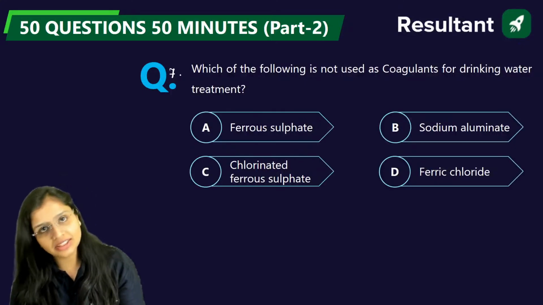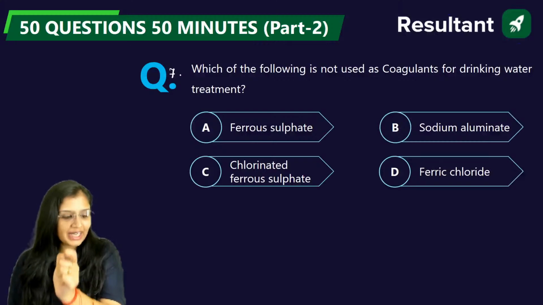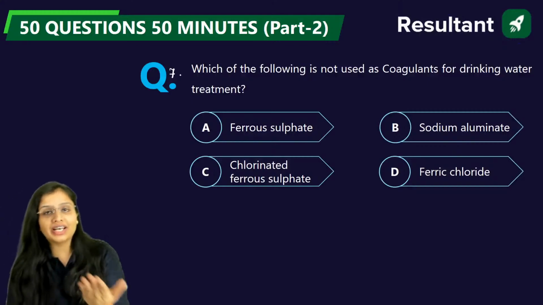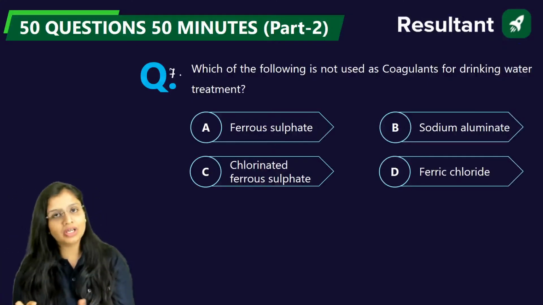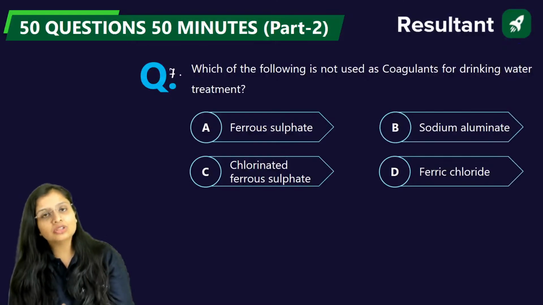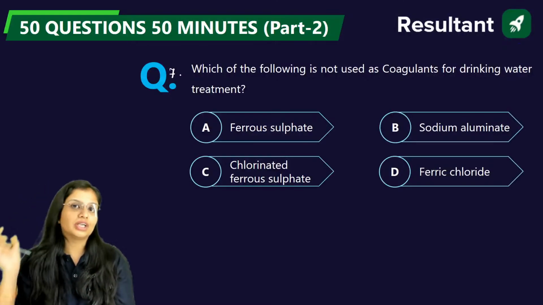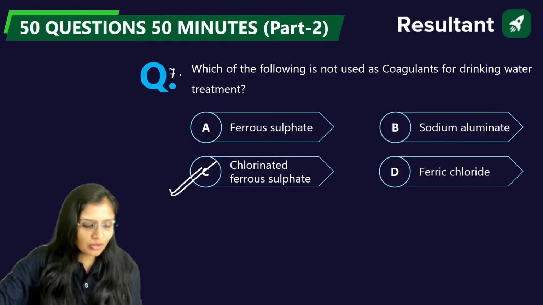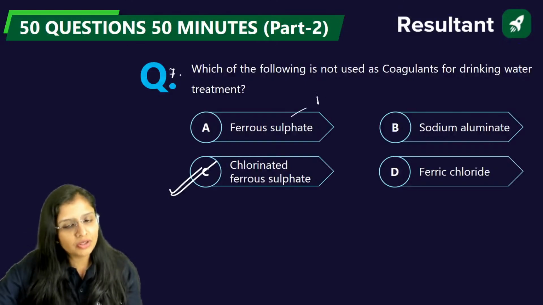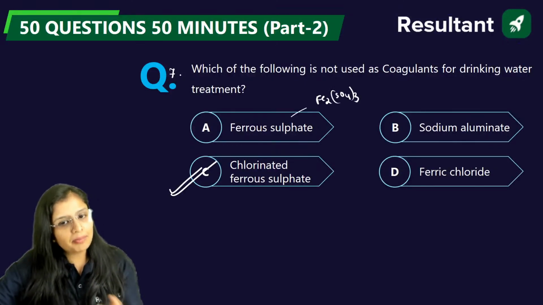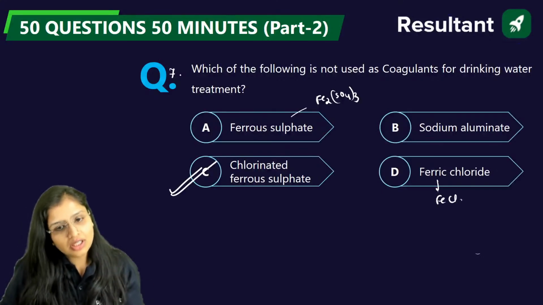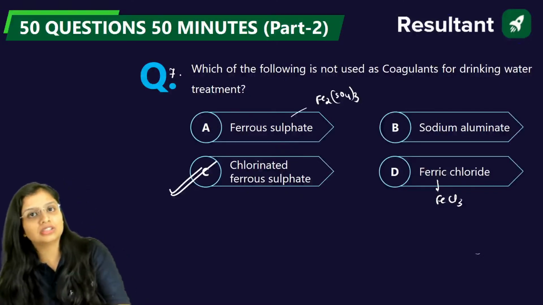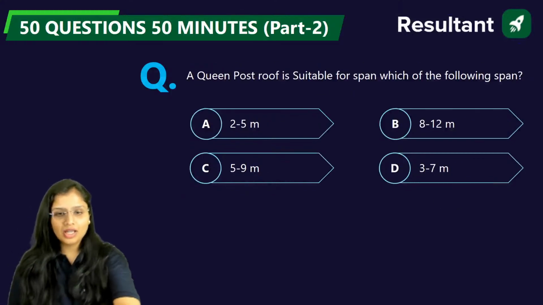Ferric chloride, FeCl3, we use it. Chlorinated ferrous sulfate, we don't use it. Why? We use chlorinated copperas, which is ferrous sulfate plus ferric chloride, Fe2(SO4)3 plus FeCl3. So that is known as chlorinated copperas. That we use. But chlorinated ferrous sulfate, there is nothing like that. We don't use this. So this is the coagulant which is not being used. Ferrous sulfate we use it, Fe2(SO4)3. We use it separately. But when we mix both, we get chlorinated copperas. We don't get chlorinated ferrous sulfate. Okay? Now next moving.